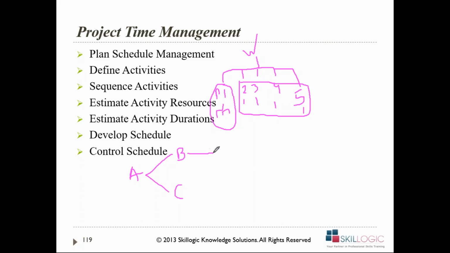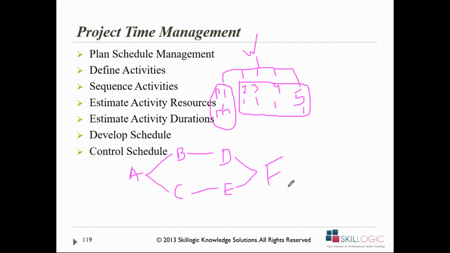Only after activity B is done, activity D can be done. And only after activity C is done, activity E can be done. Only after activity D and E are done, I can do my last activity, which is the activity F, right? So let's say this is my entire project, a very small example of the project. So this is how I'm sequencing the activities.